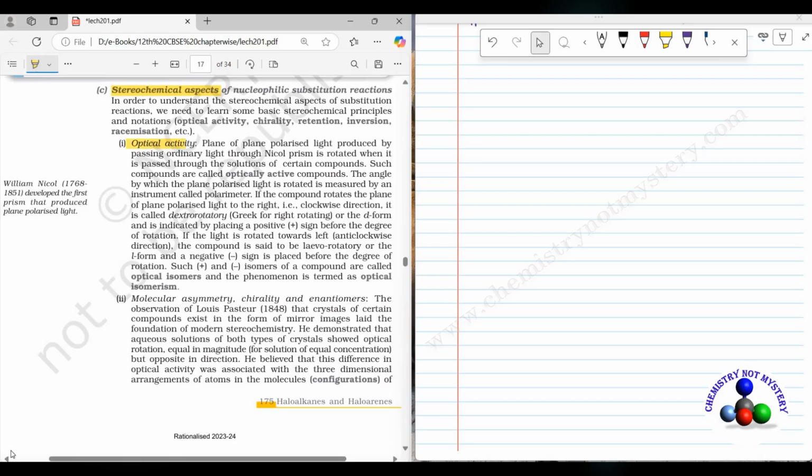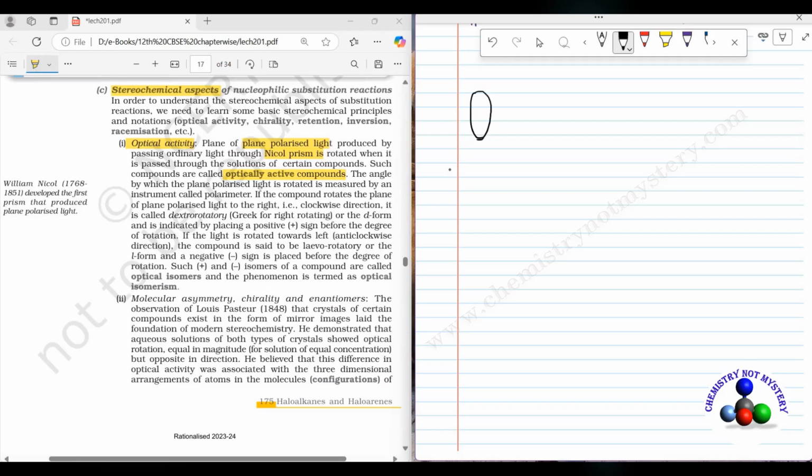First is optical activity. The plane of plane polarized light produced by passing ordinary light through Nicol prism is rotated when it is passed through a solution of certain compound. Such compounds are called optically active compounds. First of all, try to understand what is the plane polarized light. So I will draw here.